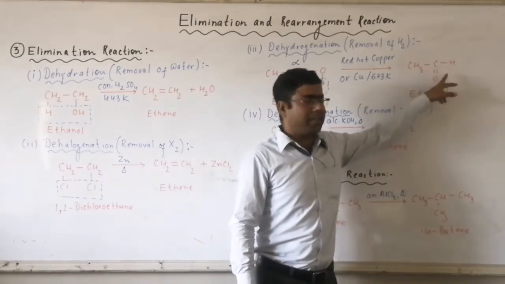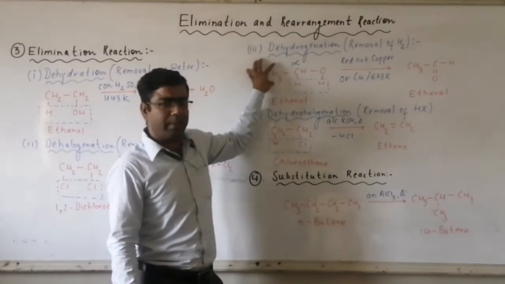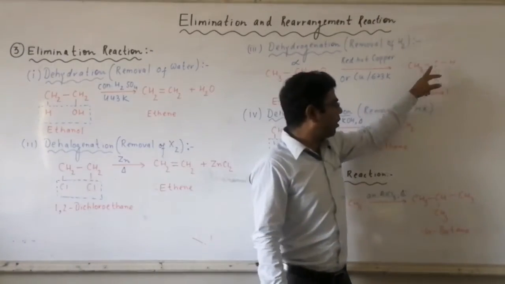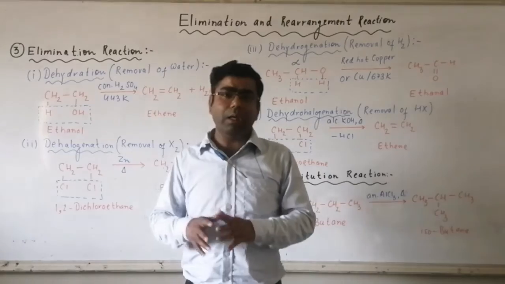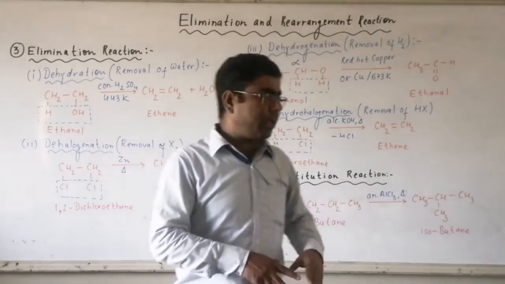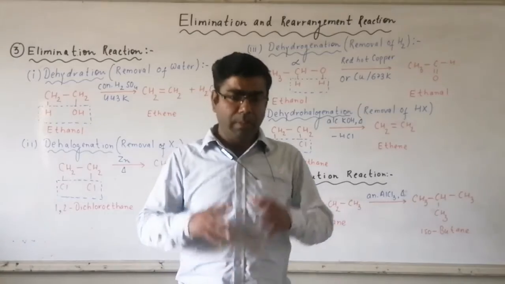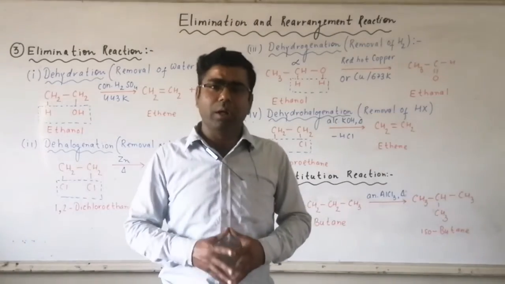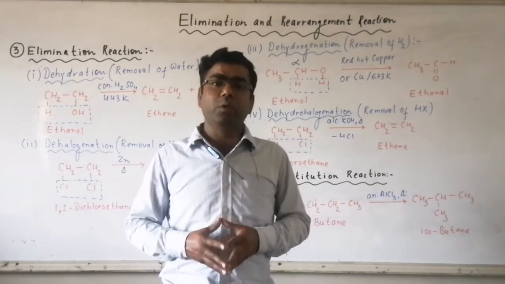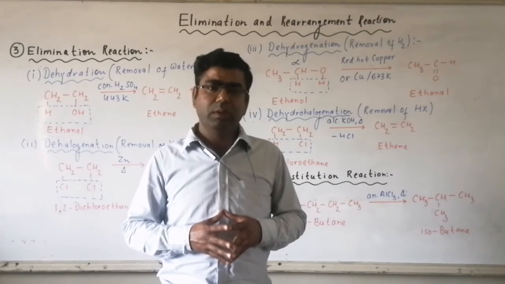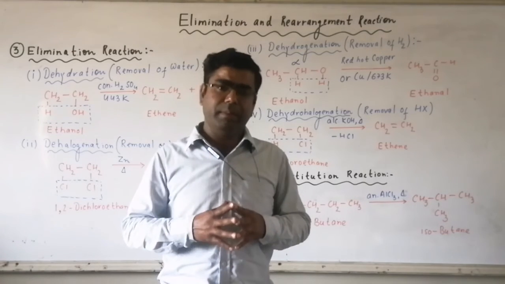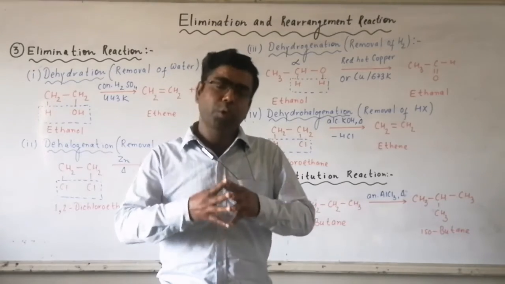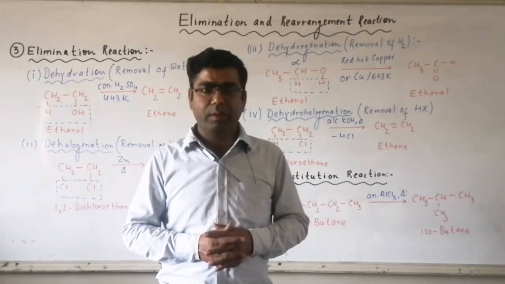CH3, C double bond O, H. Here is your CH3 unit, here is your CH unit, and here is your C double bond O unit. So ethanol will be converted to ethanal. Remember an important point here: primary alcohols get converted to aldehydes, and if secondary alcohols are taken, then secondary alcohols are converted to ketones by this reaction.